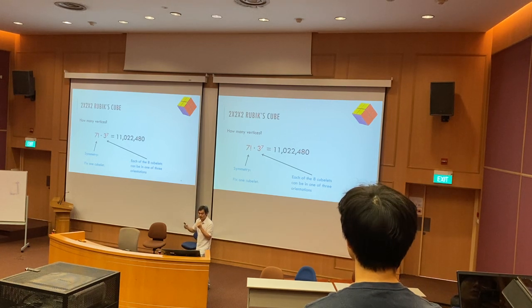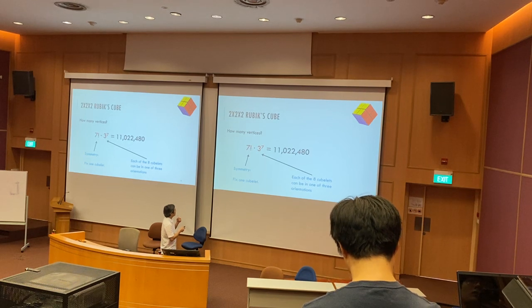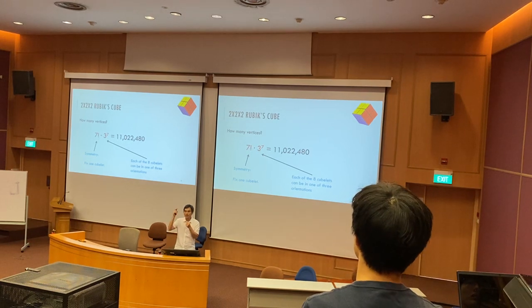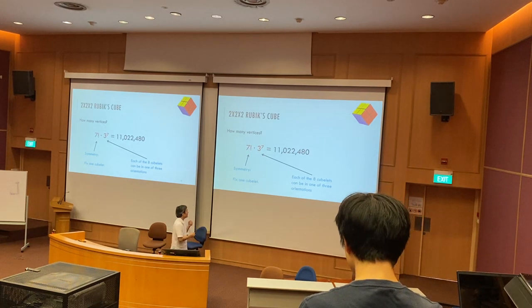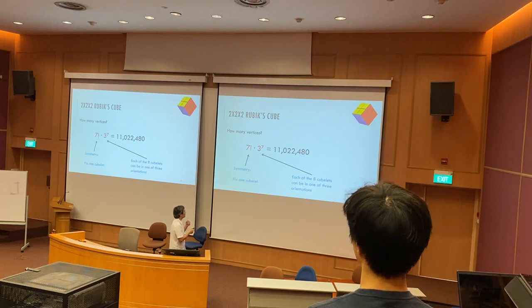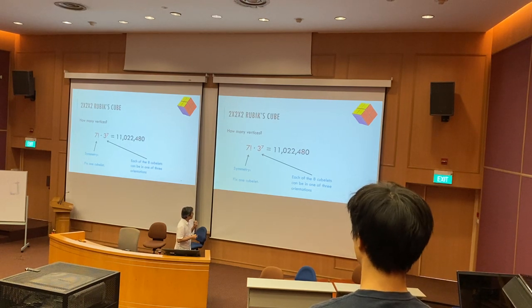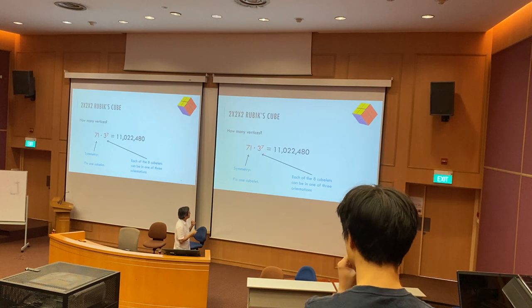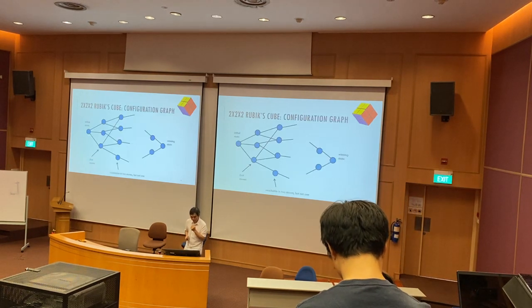Alright, so if you consider symmetry, then you can reduce it by 1 on this side, right? And here, right? So basically what you're doing is you're fixing the position of one of the cubes. Alright, so that will be 7 factorial times 3 to the 7. This should be 7 here, right? And that will give you about 11 million.